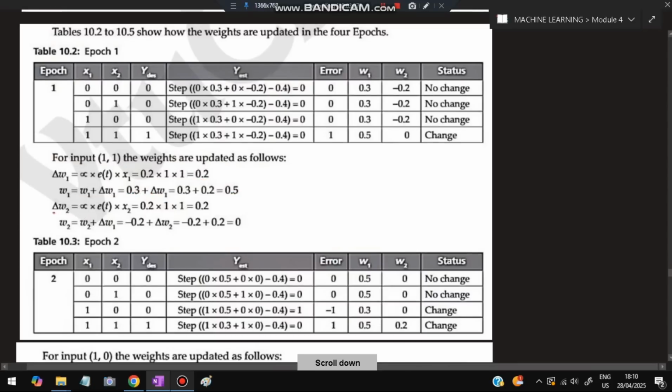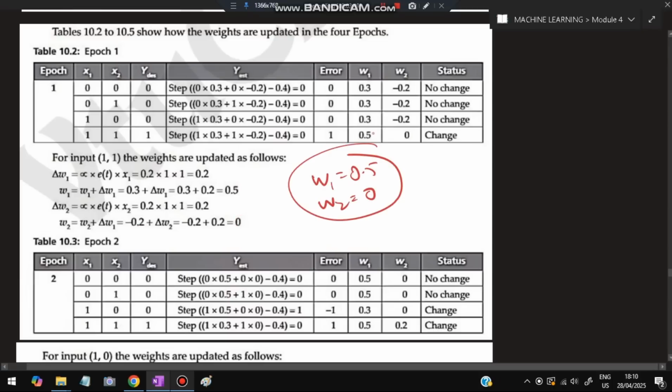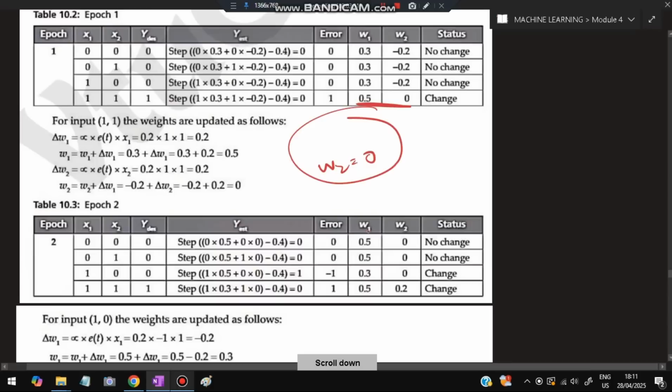Next, like that only you have to do for this one also. For w2, it will be x2. Same thing multiplied, 0.2 into 1 into 1 is equal to 0.2. Add it to the initial w2 value. W2 initially was minus 0.2, and now we add plus 0.2, so the weight will become 0. Now w1 is equal to 0.5 and w2 is equal to 0. This weight we will be updating here and using in the next equation.